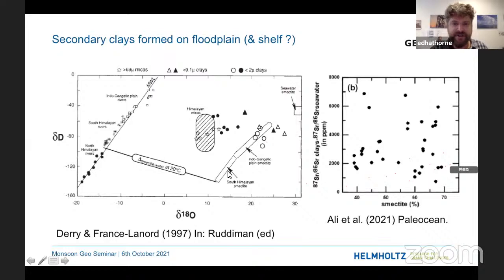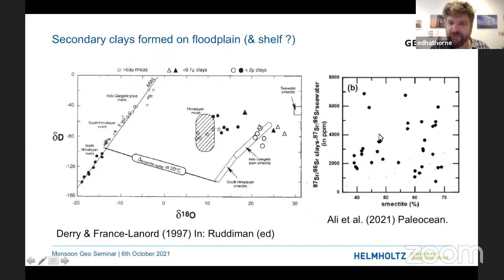And here they've measured, these are the small clays here. Some of them, these are even smaller clays. They really did sort of a fine separation. And then these are the micas, which are kind of showing a Himalayan signal. And what you see here is that some of these clays are really pointing to being formed in the Gangetic plain. And there's nothing really plotting over here with a seawater kind of value.